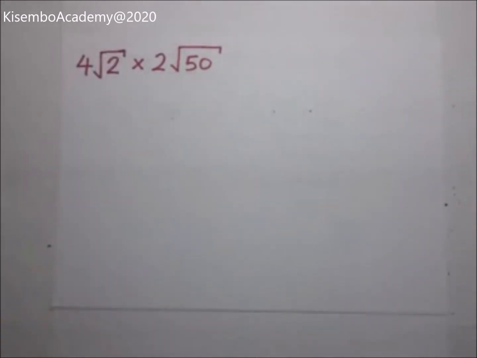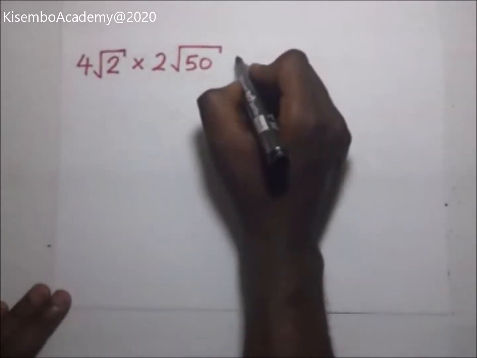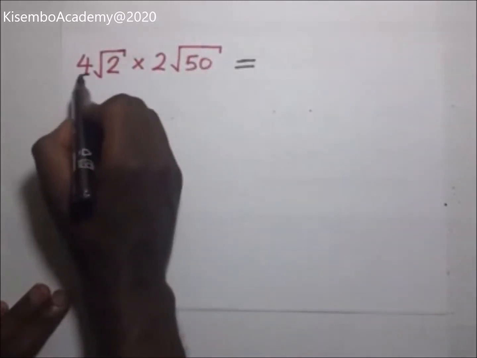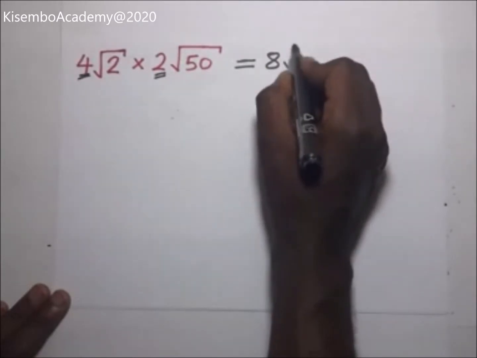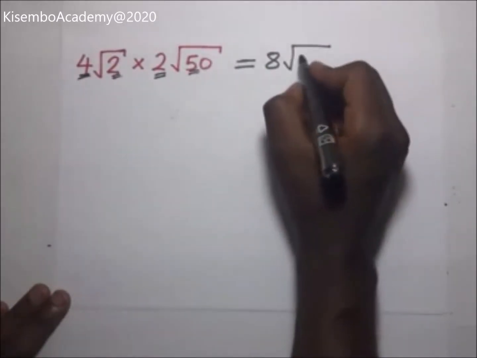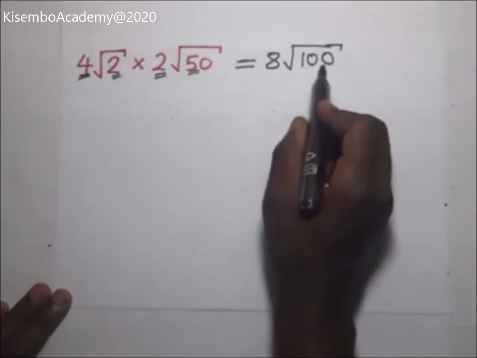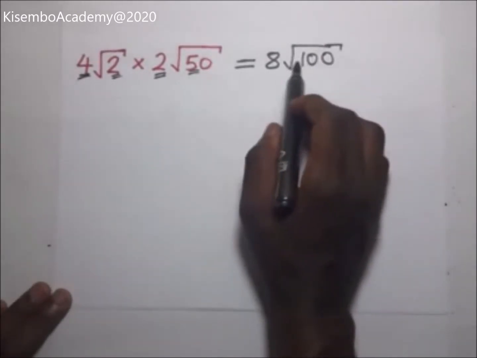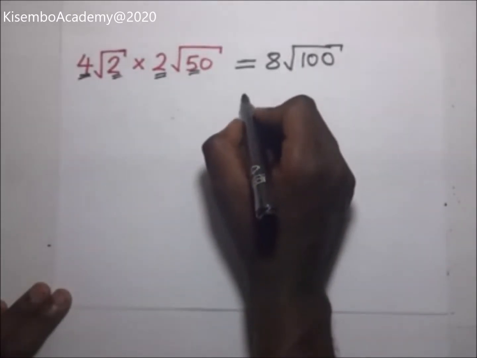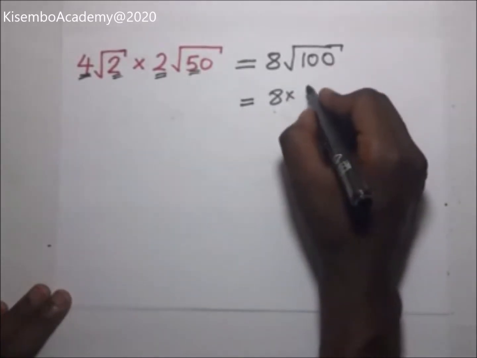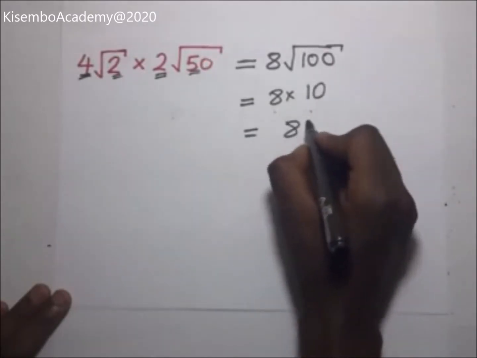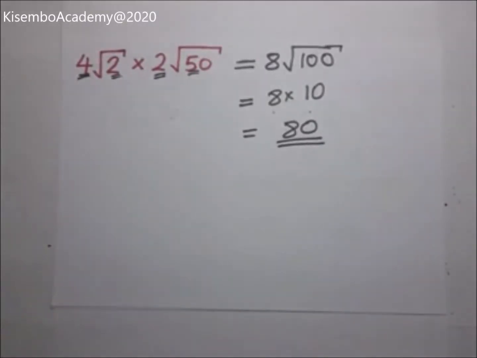We have 4 times root of 2, then times 2 times root of 50. That's going to be equal to, so we shall multiply the whole numbers together first. 4 times 2 is 8, so it's going to be 8 times the square root of 2 times 50, which is 100. But then now we realize that 100 can still be simplified further, the square root of 100. So that is going to be equal to 8 times the square root of 100, which is 10. So the answer here is 80. And that is the answer. Now that is how we multiply mixed surds.